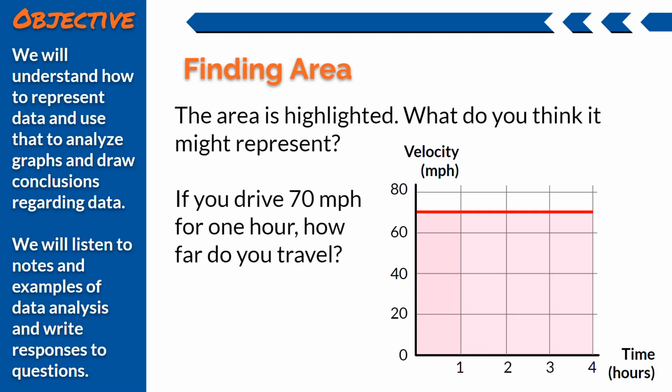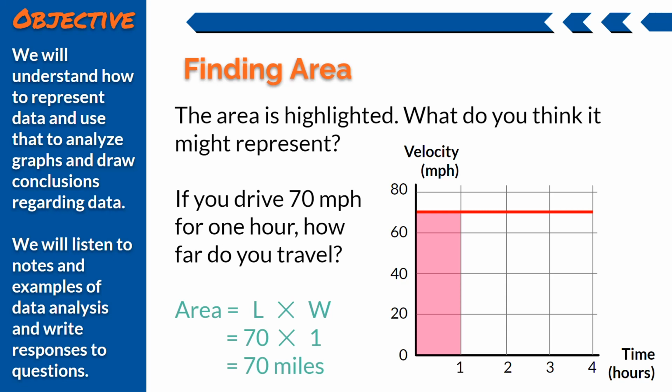Think about this question: if you drive 70 miles per hour for 1 hour, how far do you go? 70. You'll know that. That happens to be the area of that rectangle that I just highlighted in red. Area is length times width for a rectangle. In this case, you use the numbers on your grid line. That's 70 and that's 1. 70 times 1 is 70. And so you can actually find that area under the graph.